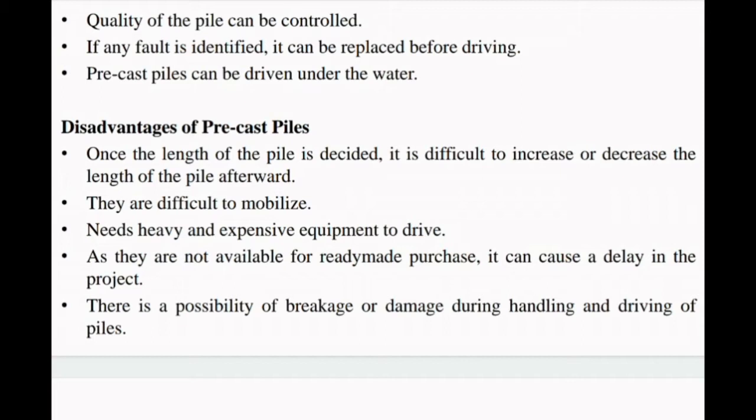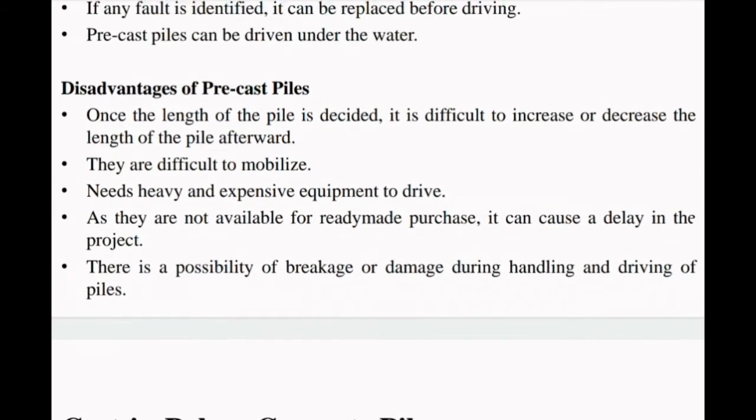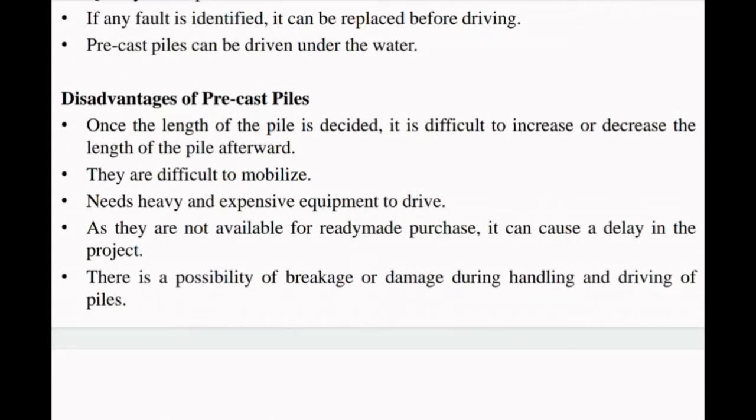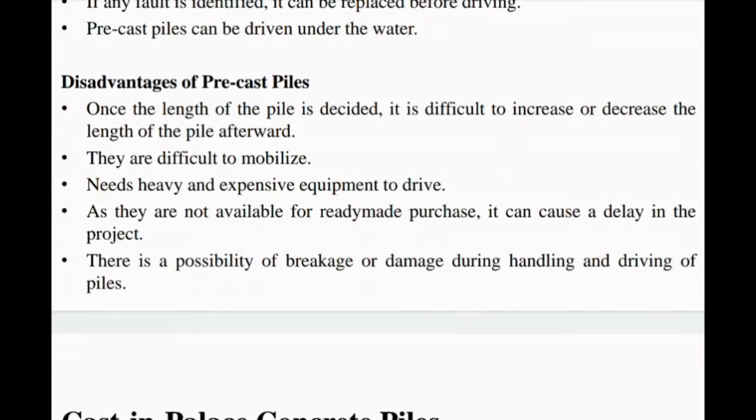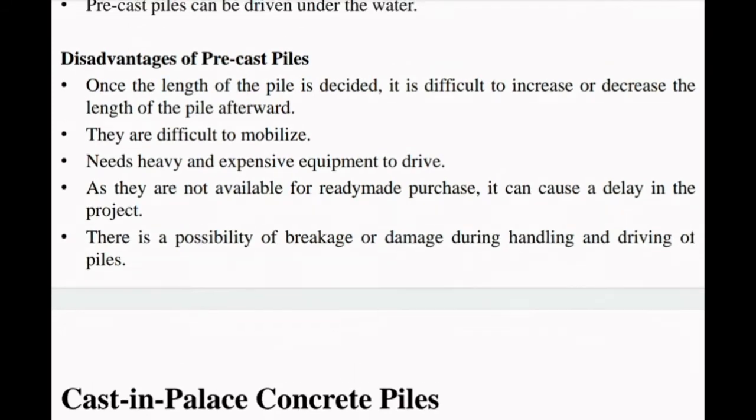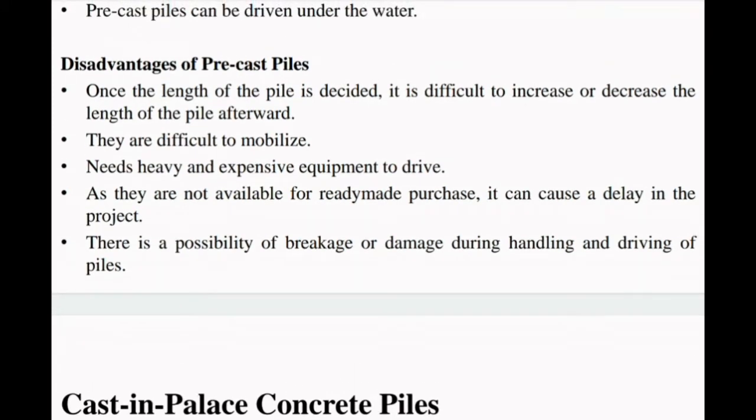the piles. So much heavy equipment is used, so the cost will increase by using these sorts of precast piles. As they are not available for ready-made purchase, it can cause a delay in the project. So the project will get delayed due to the unavailability of ready-made purchases. There is also a possibility of breakage or damage during handling and driving of piles.